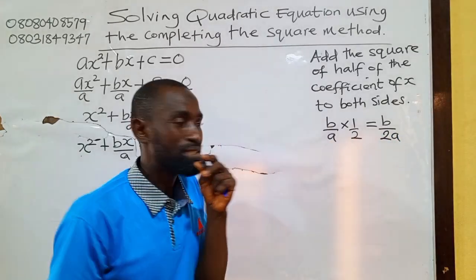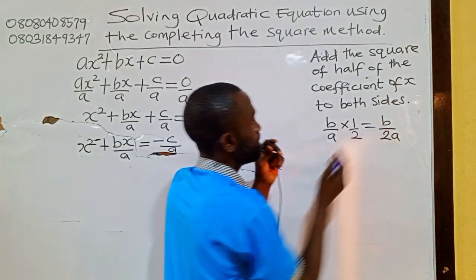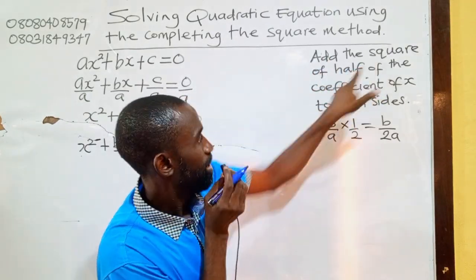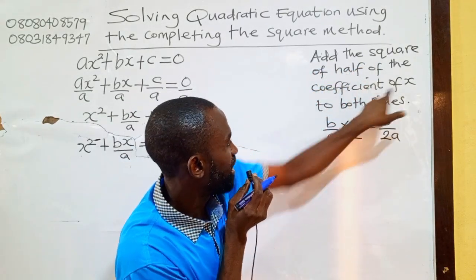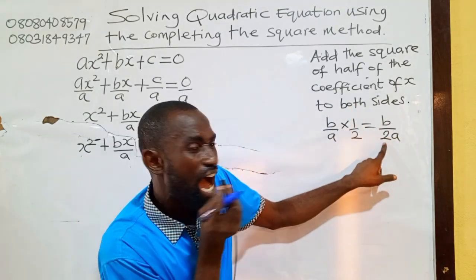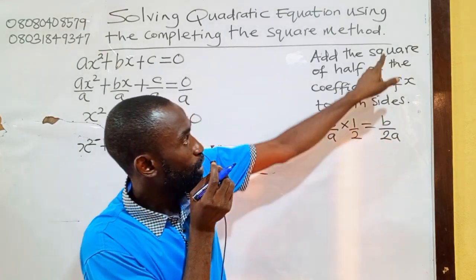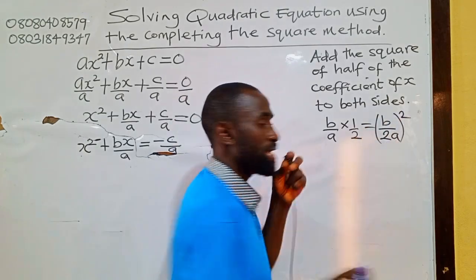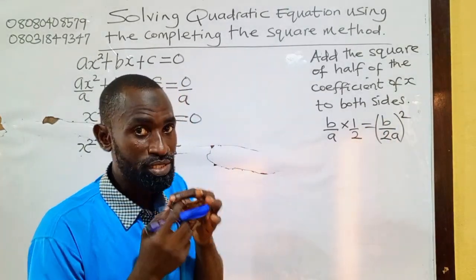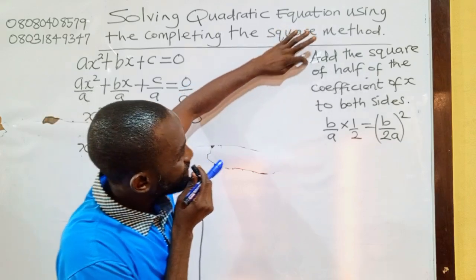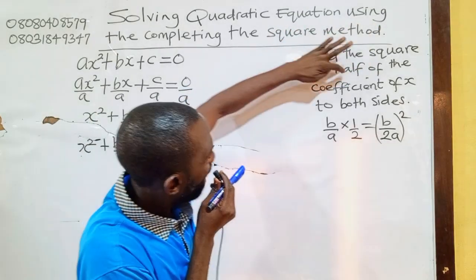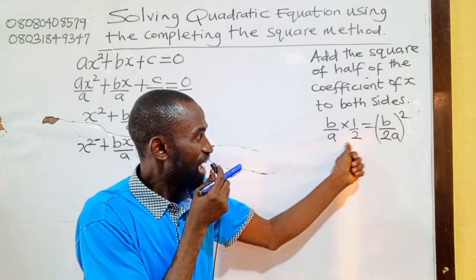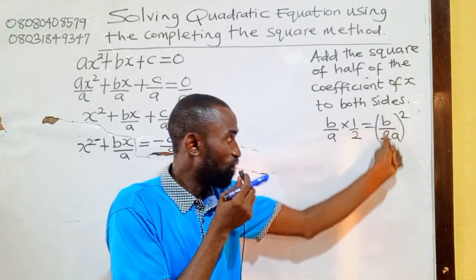That is 2a. So what are we adding? We are going to square it, because the rule says we should add the square of half of the coefficient of x to both sides. So this is half of the coefficient of x. We're now going to square it. So we are adding b all over 2a all squared to both sides. This is half of the coefficient of x, b all over 2a.